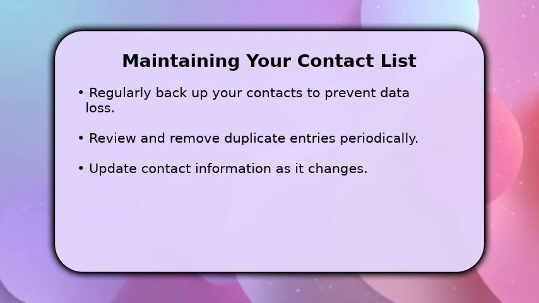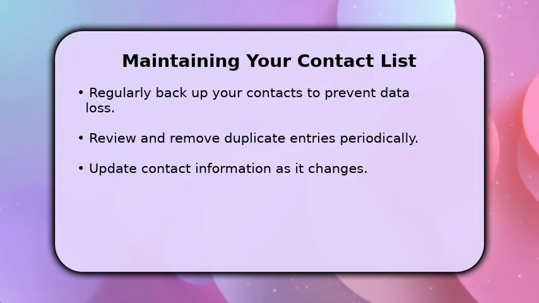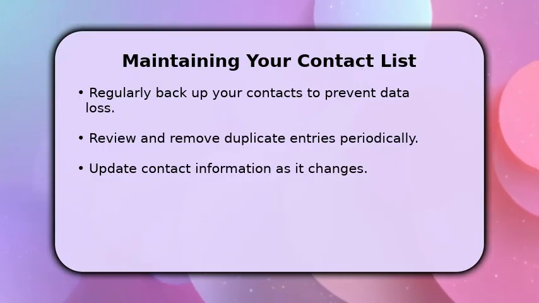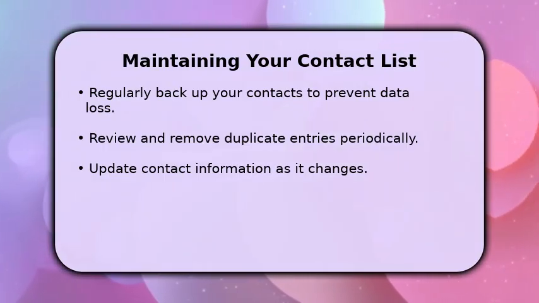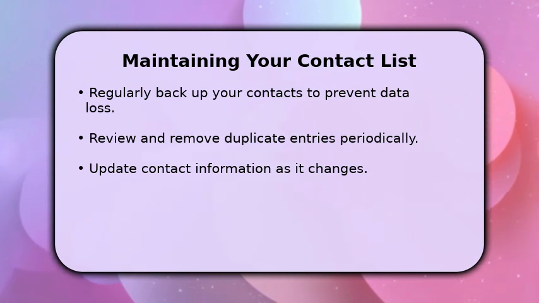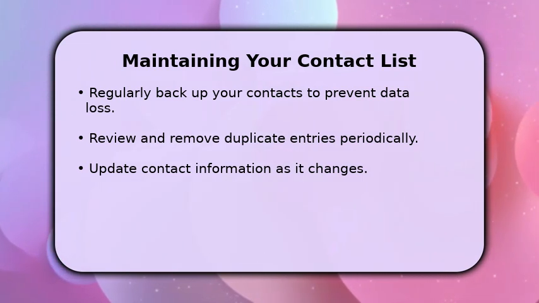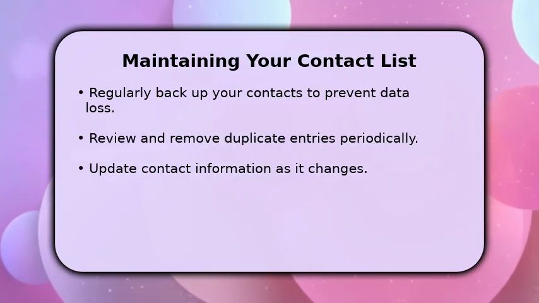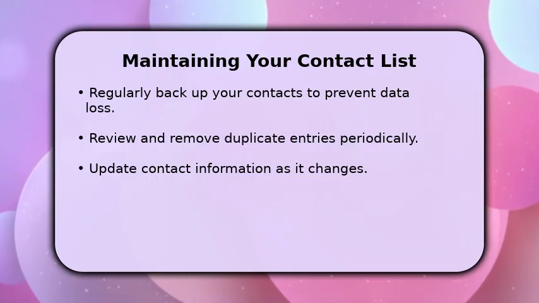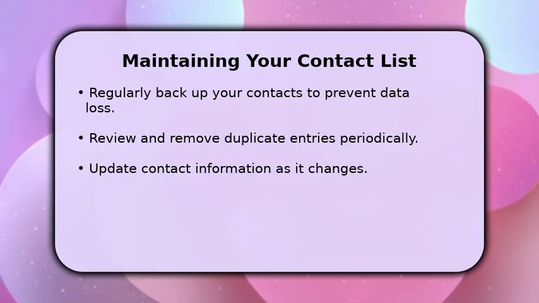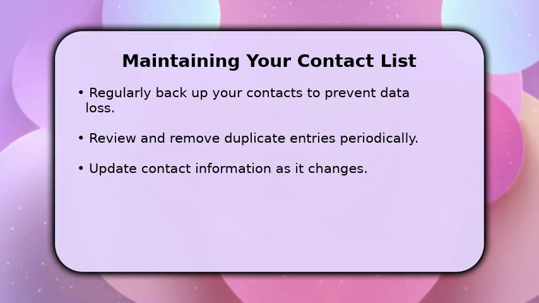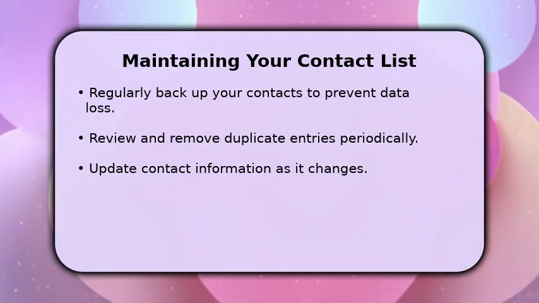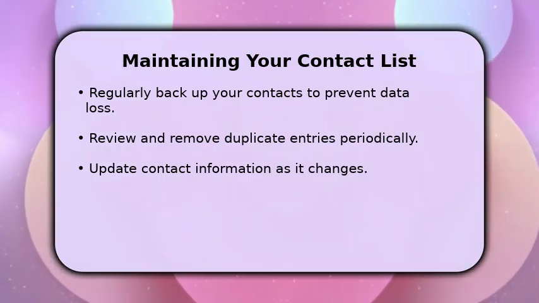Keeping your contact list organized is key. Make it a habit to back up your contacts regularly, perhaps once every 3 or 6 months, to safeguard against accidental loss. Take time to review your list, removing any duplicate entries or outdated information. Utilizing labels or groups within Google Contacts can also help you categorize your connections, making it much easier to find specific people when you need them.